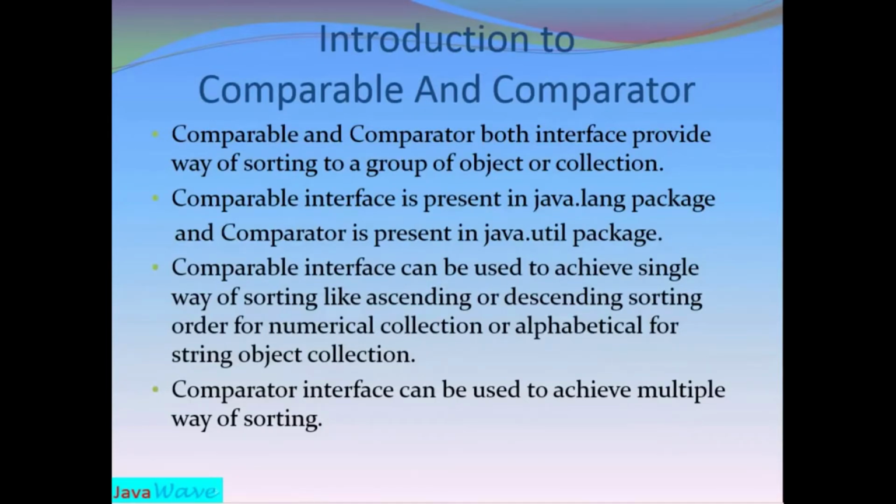Comparable interface can be used to achieve a single way of sorting, like ascending or descending sorting order for a numeric collection or alphabetical sorting order for a string object collection. Whereas comparator interface can be used to achieve multiple ways of sorting.